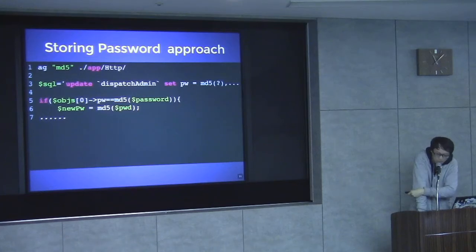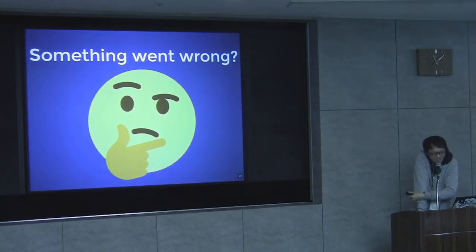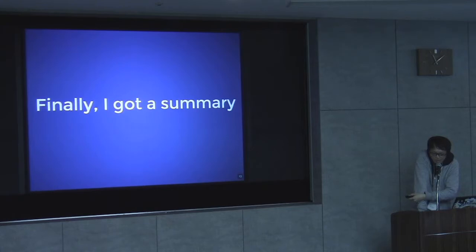So I use the ag. ag is a command on Ubuntu, on Linux systems, and it can filter in your specific folder. So I wanted to know how they store the password in the database. So I use this command, and I use MD5 as the keyword and search a specific folder. Then I found this one. They use MD5 to secure the password. So I think something went wrong. Finally, I got a summary about how they use MD5 to secure the password.